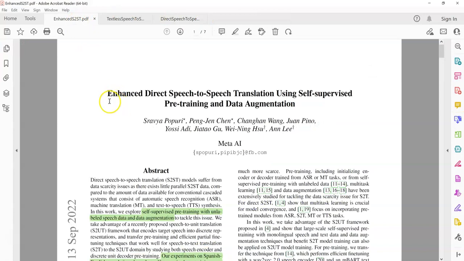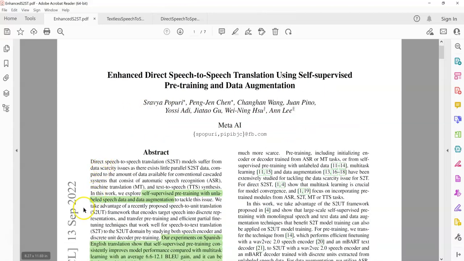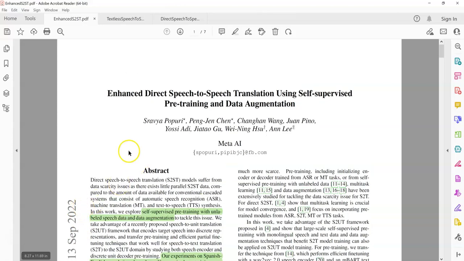Now we are on to a third paper by the authors. This is also from Facebook, and it was published in 2022. The paper is titled Enhanced Direct Speech-to-Speech Translation Using Self-Supervised Pre-training and Data Augmentation. This paper, I believe, shouldn't be a shocker, because what they are presenting is that we can further improve the performance of the speech-to-speech translation model by pre-training and data augmentation. And I think we all know that pre-training and data augmentation, or having more data in general, help deep learning models to perform better.